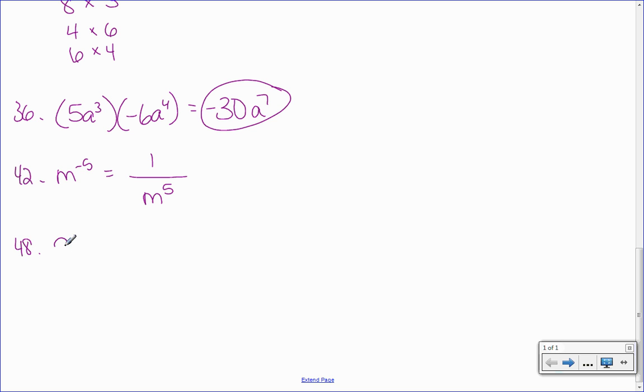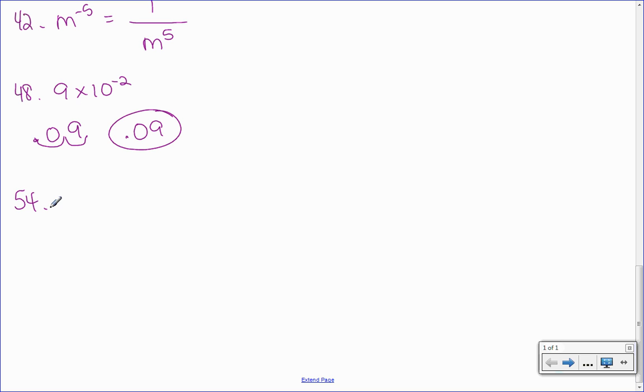Number 48, 9 times 10 to the negative second in scientific notation. So start with a 9, the decimal's right here. We want to move 2 places to the left. Since this is a negative exponent, we want a small number. So 1, 2 places. So that's 0.09.